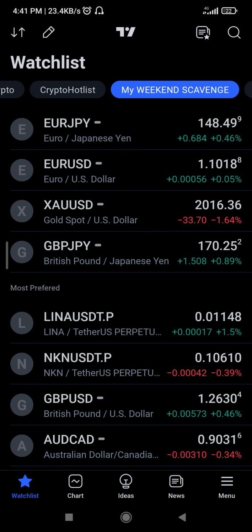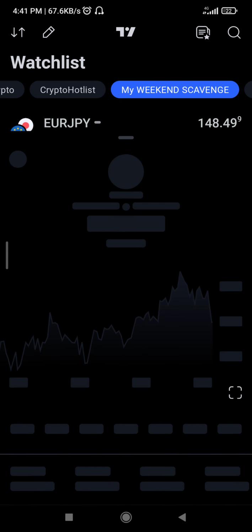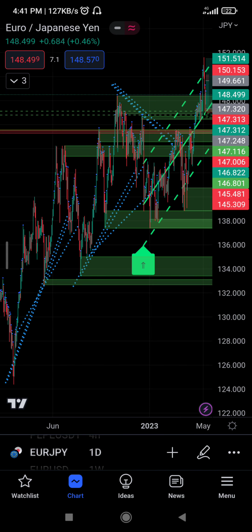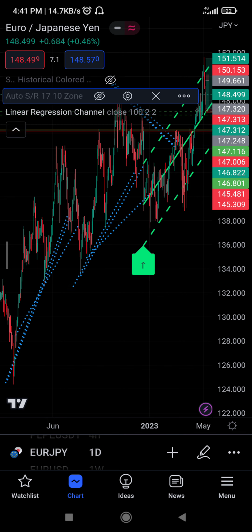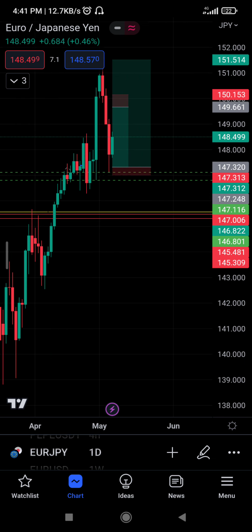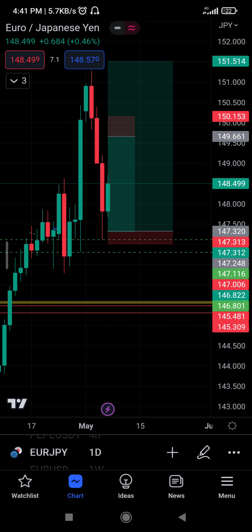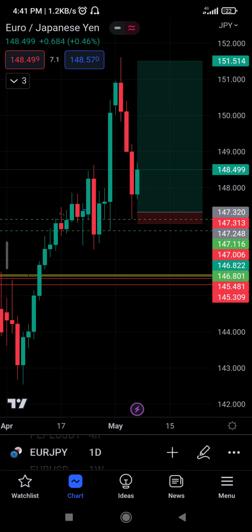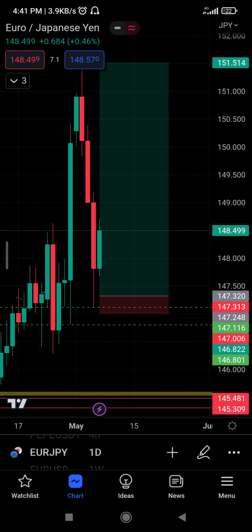Okay, and let's take EURJPY as an example. Okay, I'm not going to analyze anything. I'm only just going to show you an example of an entry that I'm presently in, okay? Of an entry that I'm presently in, which is this one, right?